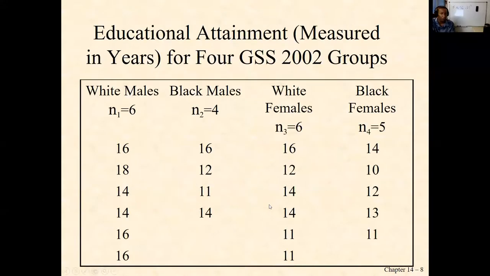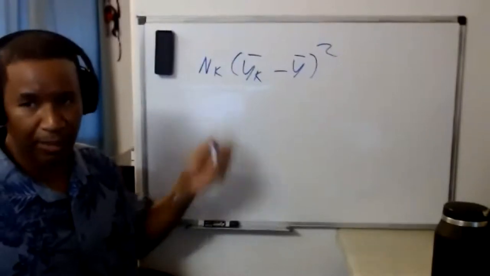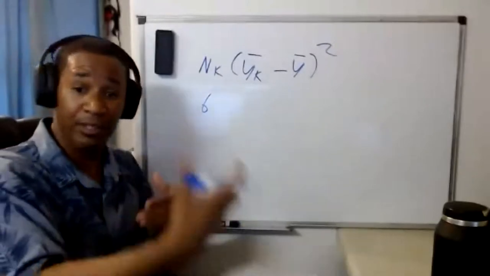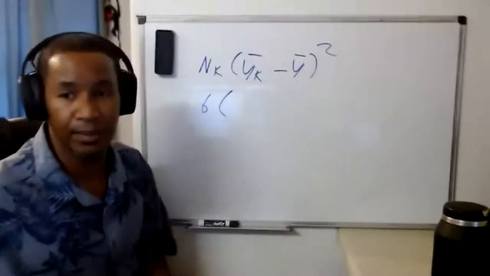All right, so let's take a look at this first sample, white males. What is the N for white males? 6. 6, good. So if I look back at this equation, N_k, which is the N of that first sample, is 6. Now you'd have to do this again for the second sample as well. But for the first sample, white males, it's 6, okay?